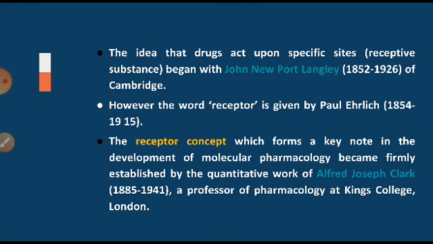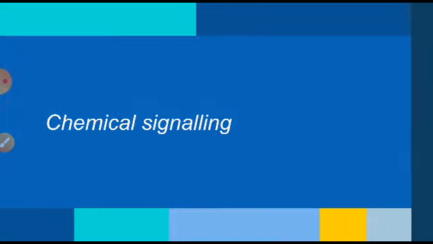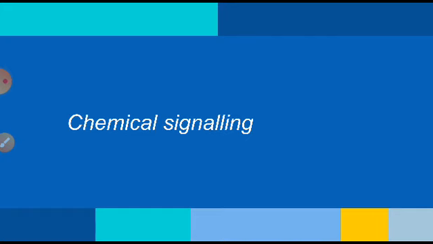At that time itself, Paul Ehrlich was there. He was a great scientist. He coined the term receptor, right? And later on, Alfred Joseph Clark, who was working at King's College London, gave many other pieces of information which helped to build the receptor concept later. So this is a brief history of what was going on at that time.